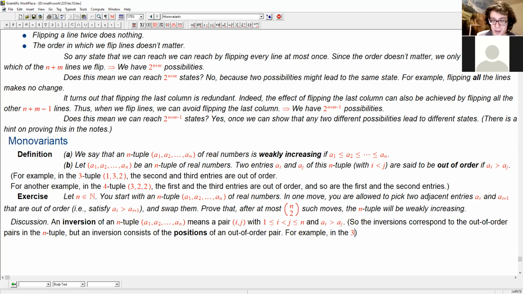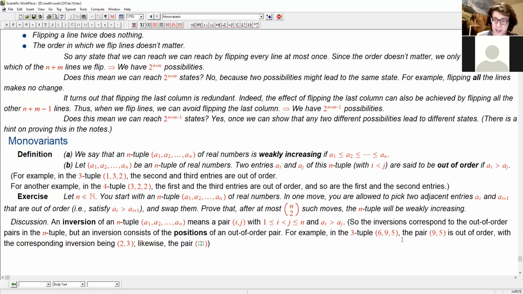So for example, in the 4-tuple, let's call it 6, 9, 4, 5, the pair 9, 5 is an out-of-order pair, and the corresponding inversion is (2, 4), because the 9 and the 5 are in positions 2 and 4. So we don't call 9, 5 the inversion, but we call (2, 4) the inversion. And likewise, the pair 6, 5 is out of order, with the corresponding inversion being (1, 4).